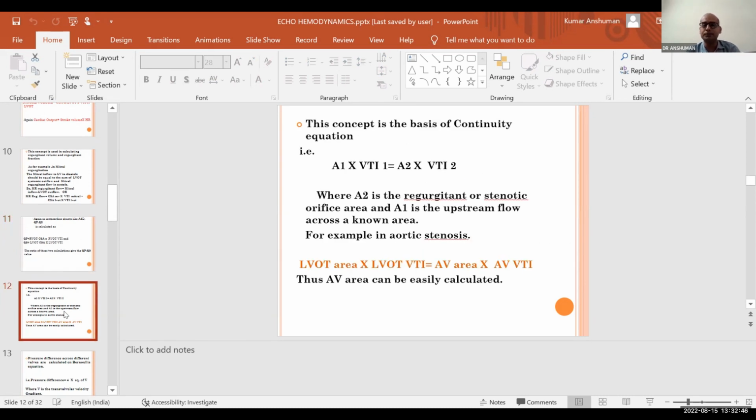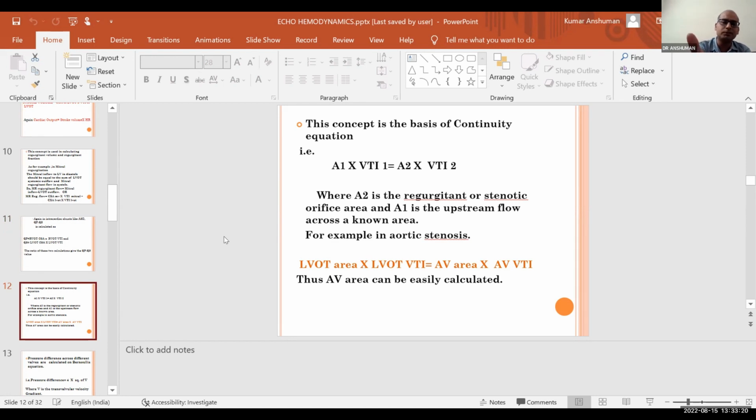Now some words about the continuity equation. We always use the continuity equation in assessing valve areas. So what is the basis of the continuity equation? The basis of the continuity equation is that the amount of blood is constant when passing through a tube-like pattern. So where the area is large, the velocity will be less, and where the velocity is large, the area will be less. So this is the concept. This is flow hemodynamics, which is a concept of physics.